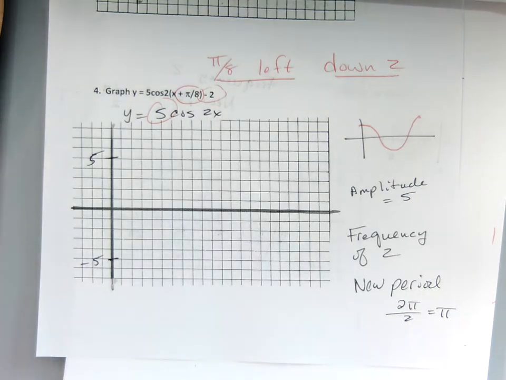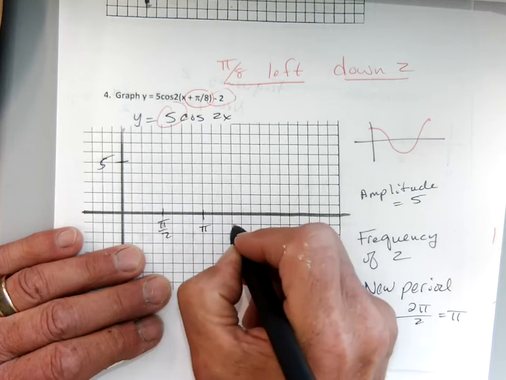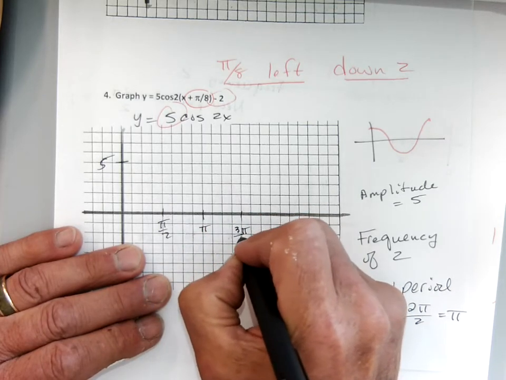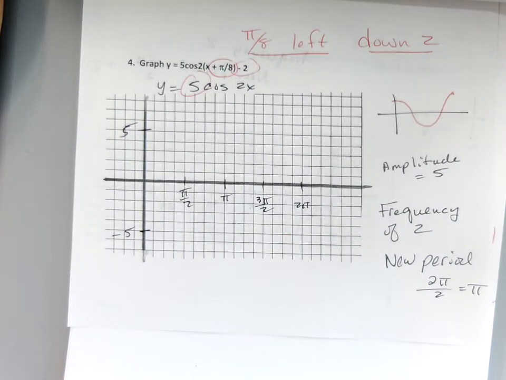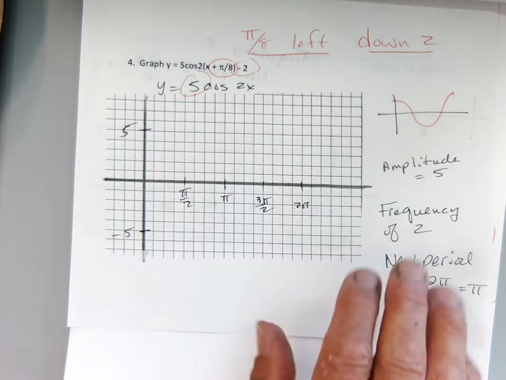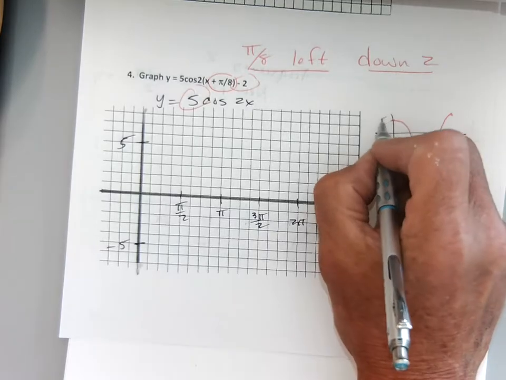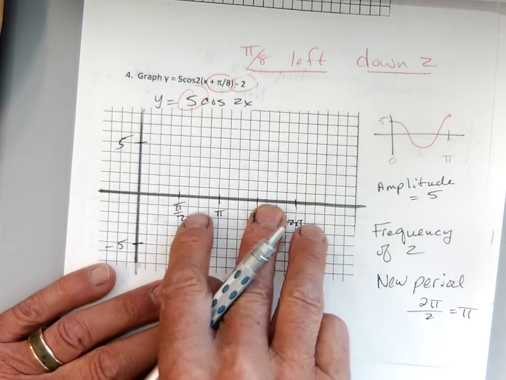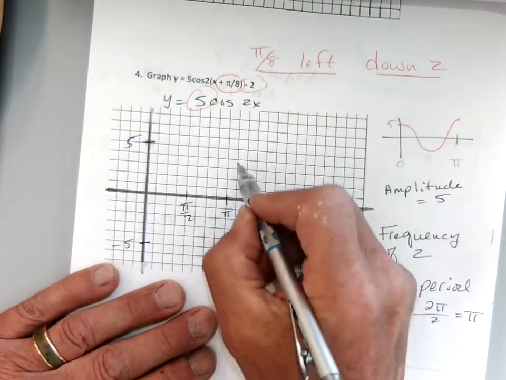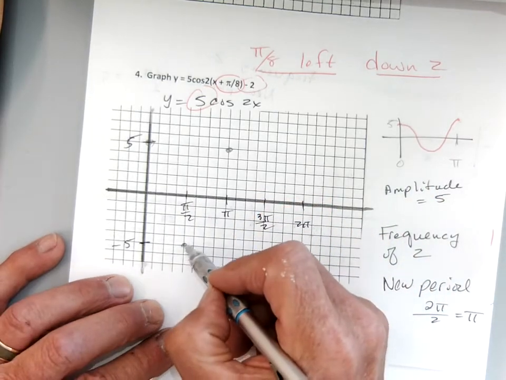So, all right, let me see if I can graph that in. So let's put in my pi halves, pi, 3 pi halves, 2 pi, okay? And then I'll take this shape right here, I'll put in my graph, okay? So it starts at a 5, it's going to end up at 5, right? Halfway through, it's going to be down at negative 5.